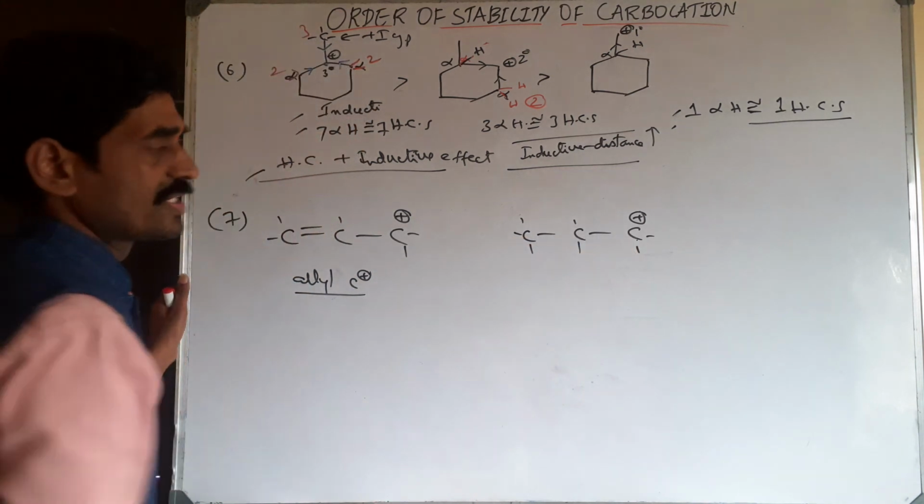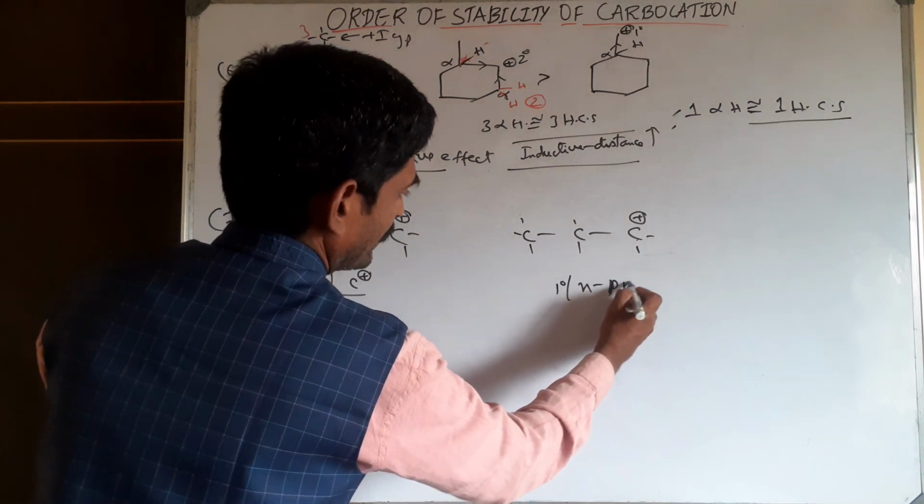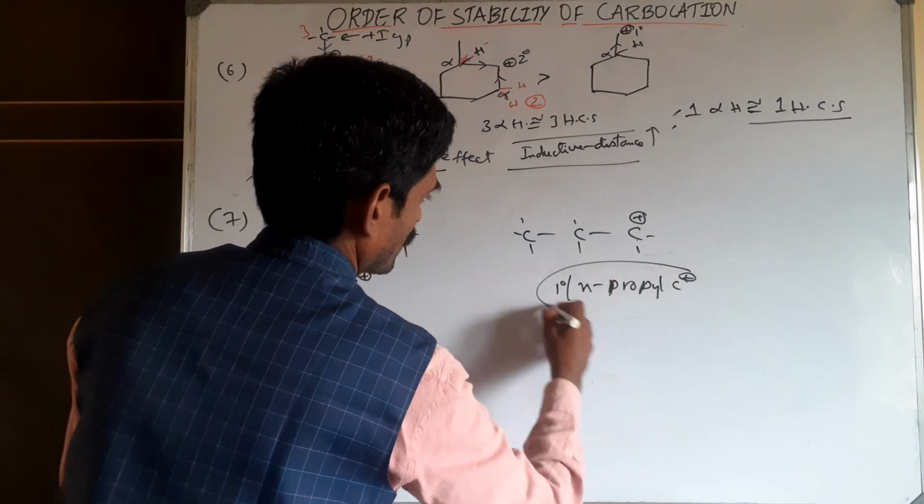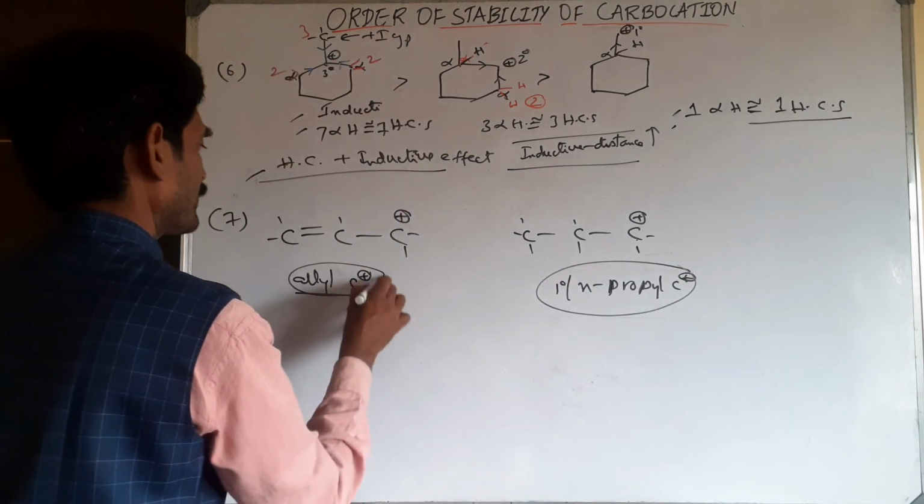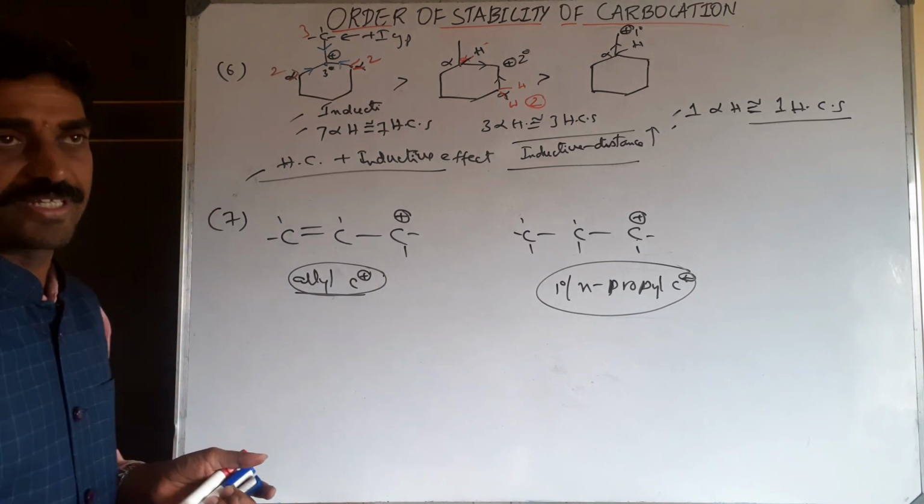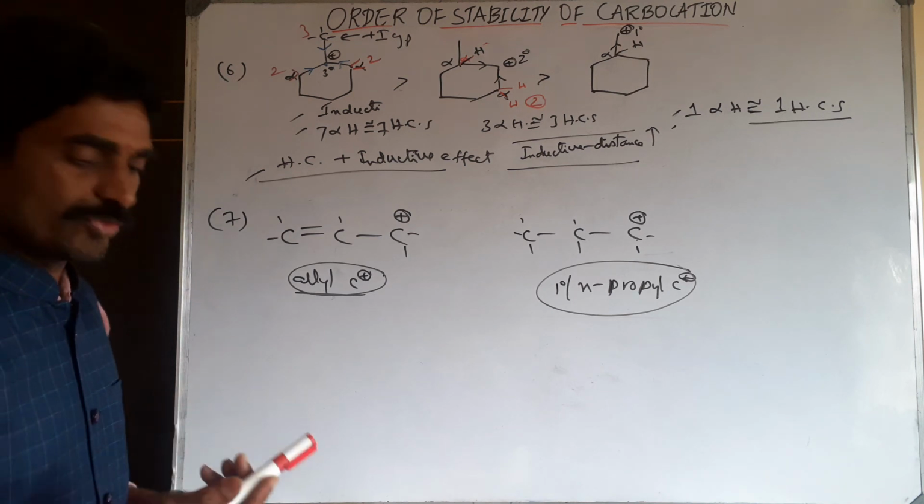It is a primary carbocation, that is, primary propyl or n-propyl carbocation. Yeah, n-propyl carbocation. This is allyl carbocation. Of these two, which is more stable? Which effects operate to determine the stability? We'll discuss now.